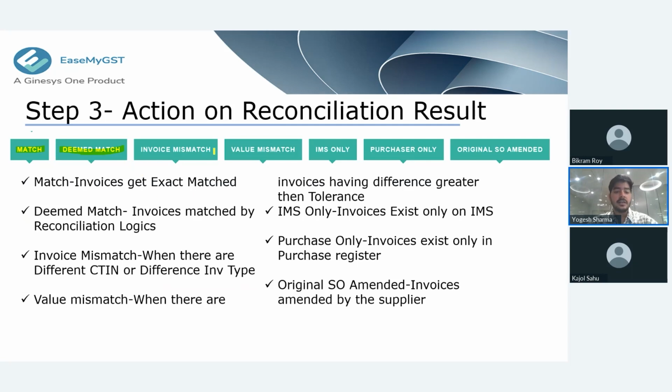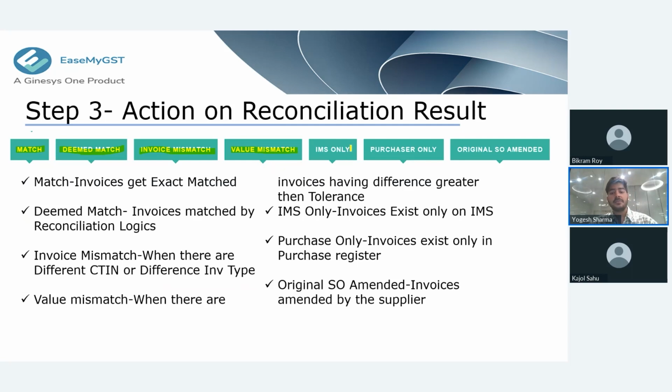Now there will be a third category of invoice mismatch. Let's suppose there is a difference or mismatch of counterparty, or you have mistakenly entered a different invoice type. Then those invoices having the mismatch criteria will fall into the invoice mismatch category. Now there will be a fourth category of value mismatch. In value mismatch, the invoices that got matched but have a difference greater than the tolerance amount that we have provided in our reconciliation logics fall into the value mismatch category.